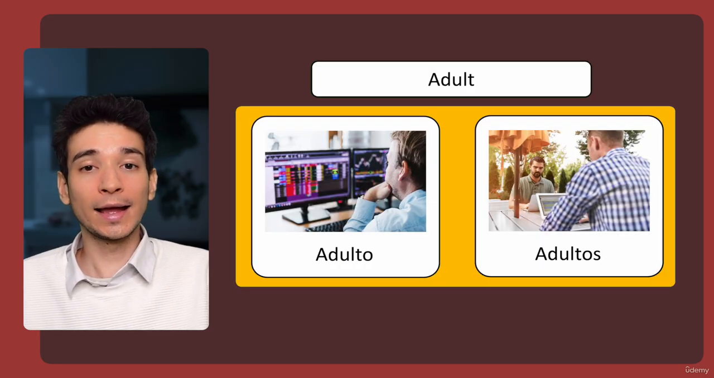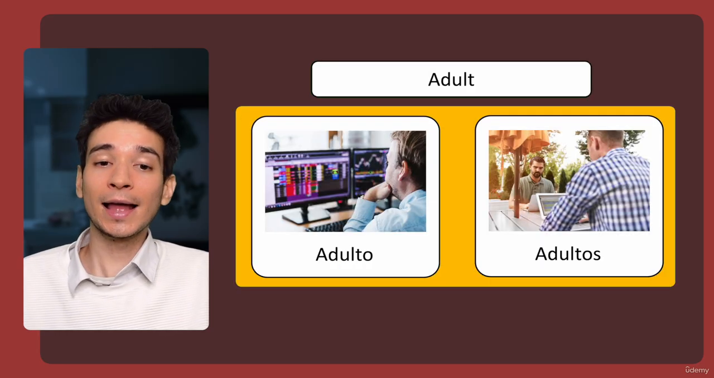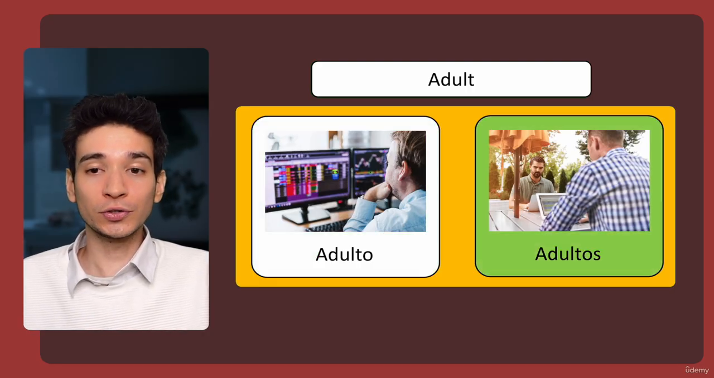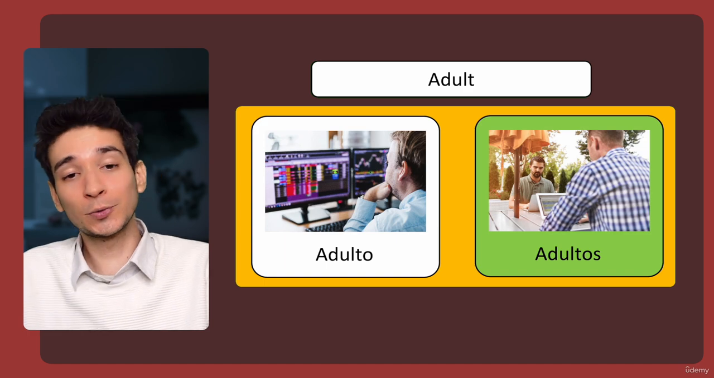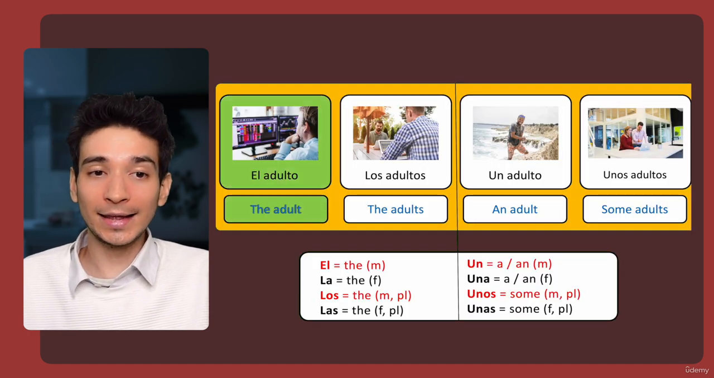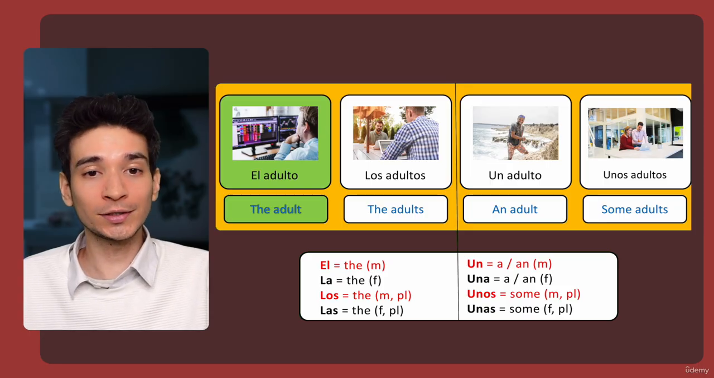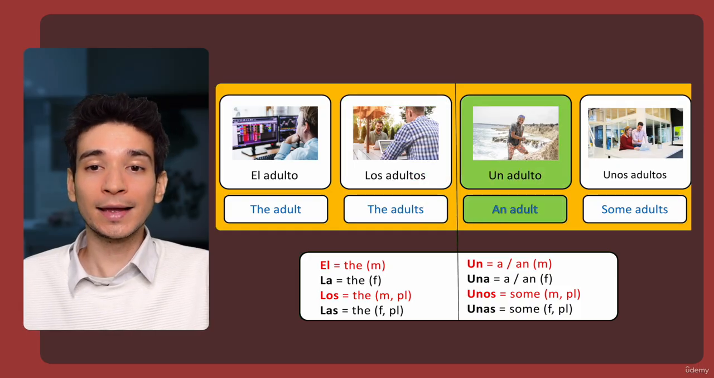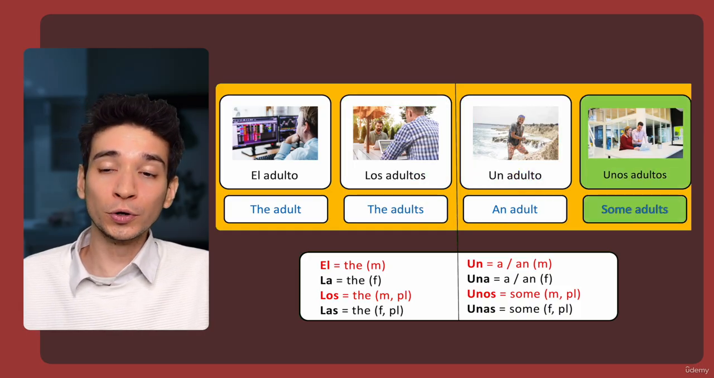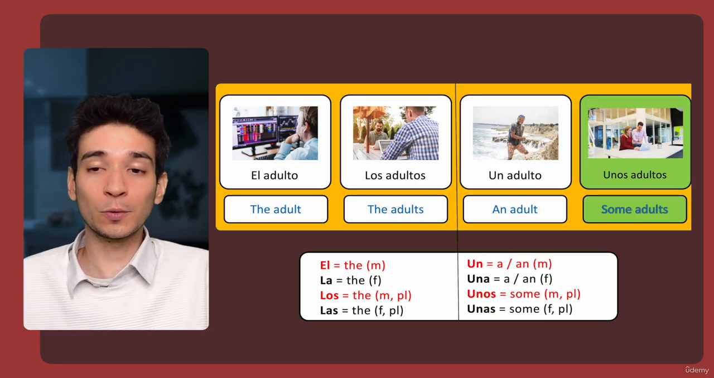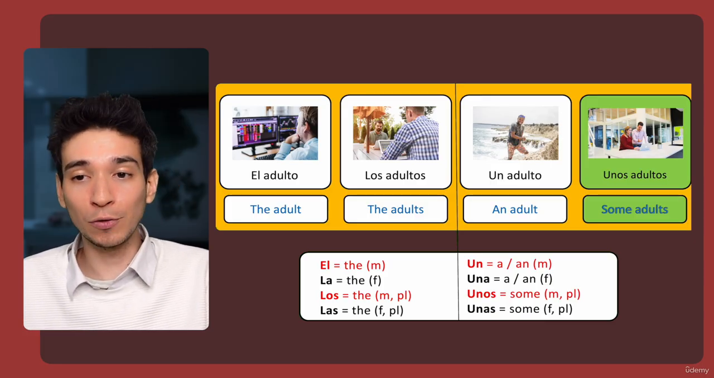And the same works for adult. Adulto means adult. Adultos, adults. This one is very simple. It's just like English. And once again, el adulto, the adult. Los adultos, the adults. Un adulto, an adult. Unos adultos, some adults.